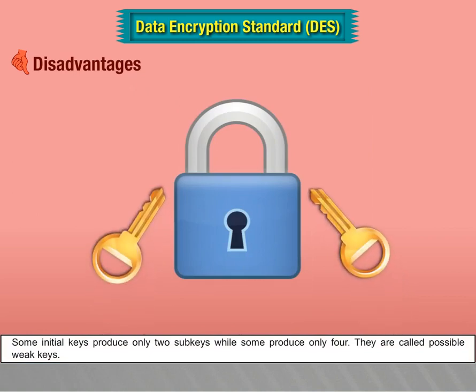Some initial keys produce only 2 subkeys, while some produce only 4. They are called possible weak keys.